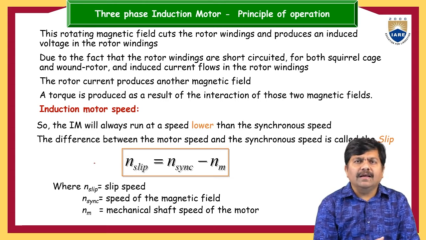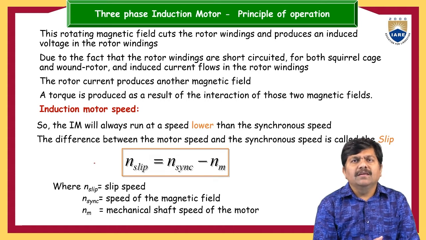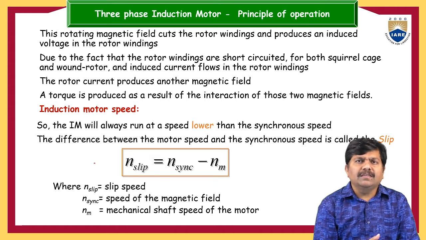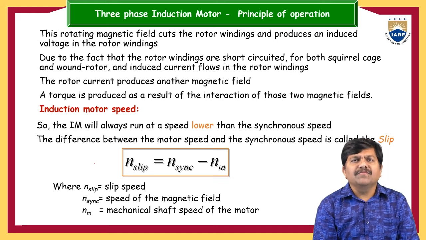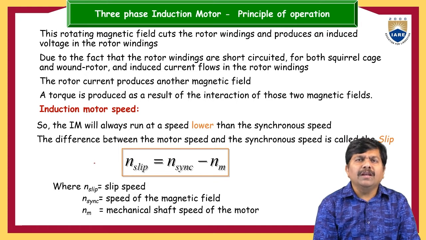Now the conductors are short circuited, so the induced EMF will be generated. That induced EMF easily finds a closed path, as the rotor itself is short circuited, so it drives some amount of current through it. Once the current is flowing, the rotor starts revolving in a particular direction. That's why this three-phase induction motor is called a self-starting device. You need not provide any accessories to start the induction motor. So the induction motor is a self-starting device.